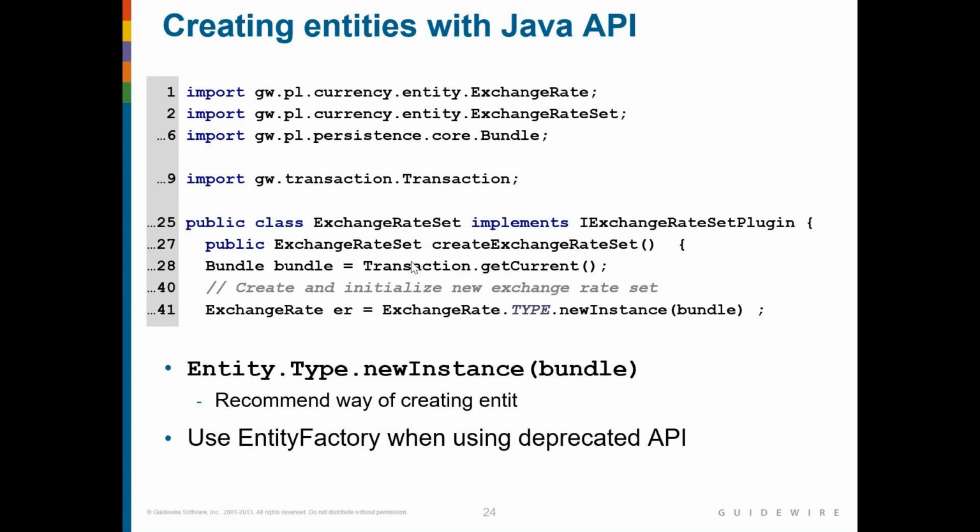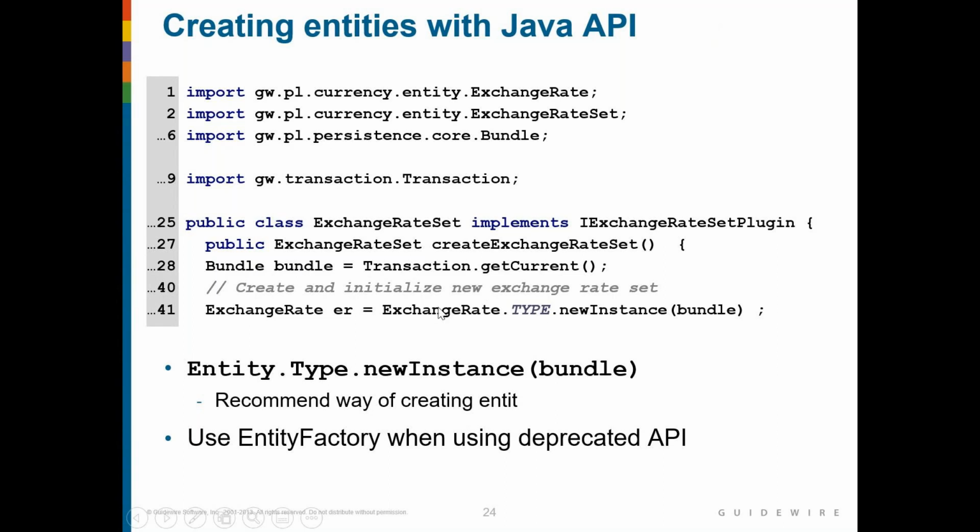Okay, so this is how they are telling how we can create the entities using the Java API. Entity.type.new instance bundle. You can create an entity with the Java API. They are saying how the exchange rate set implements IExchangeRatesPlugin. Then they're creating a method here, passing the current bundle and the exchange rate object they have created, and they have committed it into a bundle, a new instance of the bundle, passed as a bundle object. Bundle.bundle is equal to transaction dot current bundle.